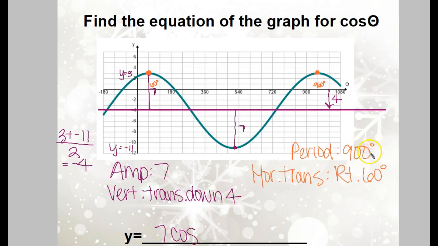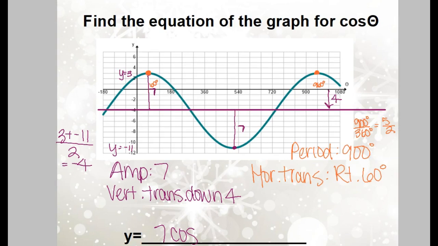So to figure out the factor in which we're changing it by, I'm going to take 900 divided by 360, since that's the normal cycle size of the parent function. We then can reduce that down, and it's going to end up giving us 5/2. So remember, anytime we have a horizontal transformation, we're going to write in the reciprocal. So our factor is 5/2, so in the equation I'm going to write 2/5.